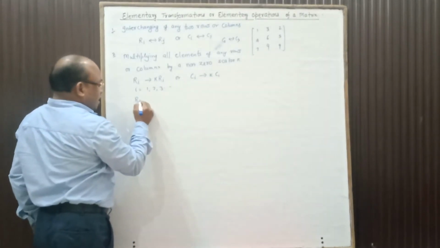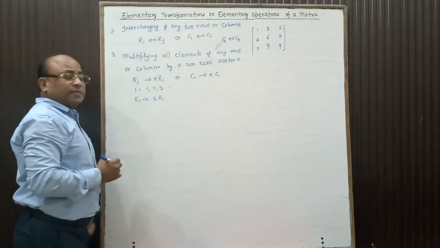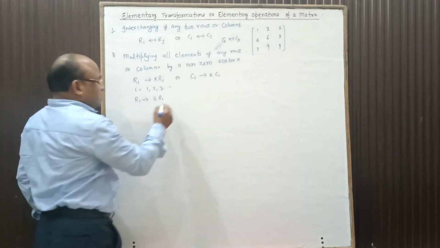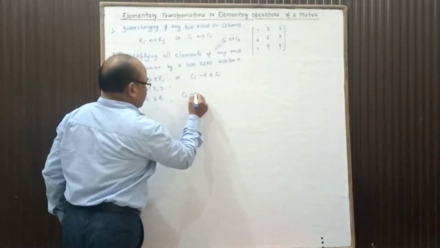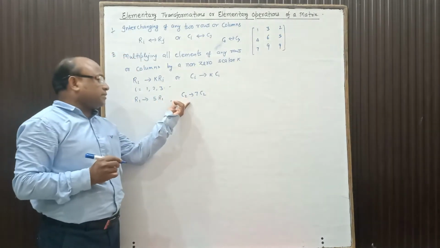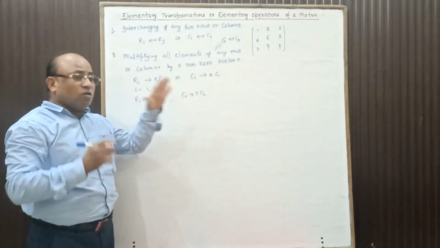That means R1 is replaced by 5R1. That is, you can multiply any scalar with any row or any column. And suppose C2 is replaced by 7C2. That means the column C2 is multiplied by 7. That is, 7 is multiplied with all elements of C2.